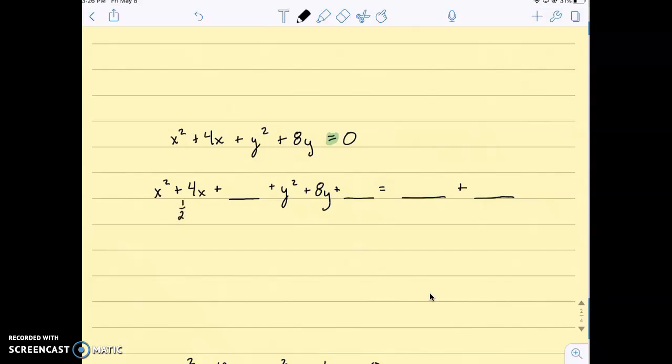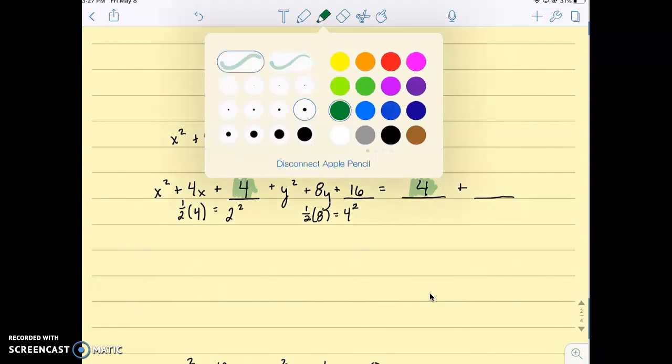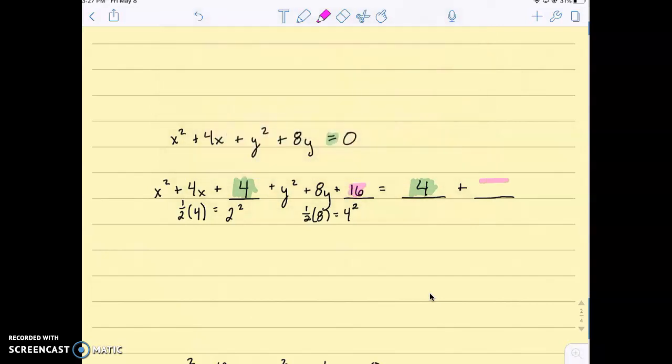We're going to take half of 4, which is 2, and square it. 2 squared is 4. This number is going to go here, because if I add 4 to the left, I have to add 4 to the right. Do the same thing with y. 1/2 of 8 is 4. Complete the square. You get 16. So this 16 has to also go over here to keep your equation balanced.